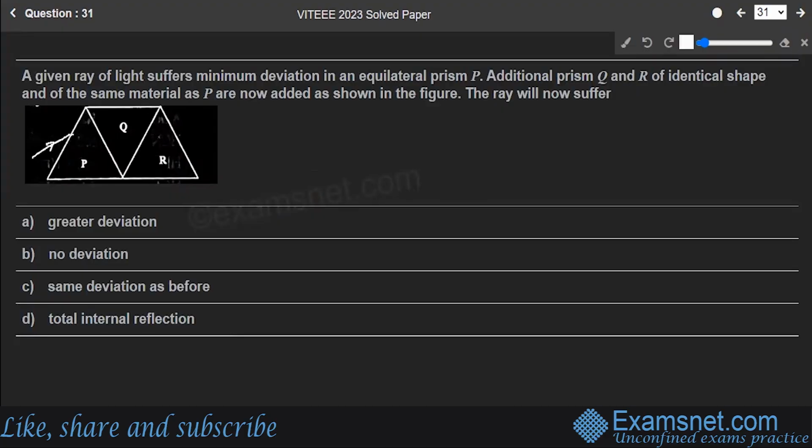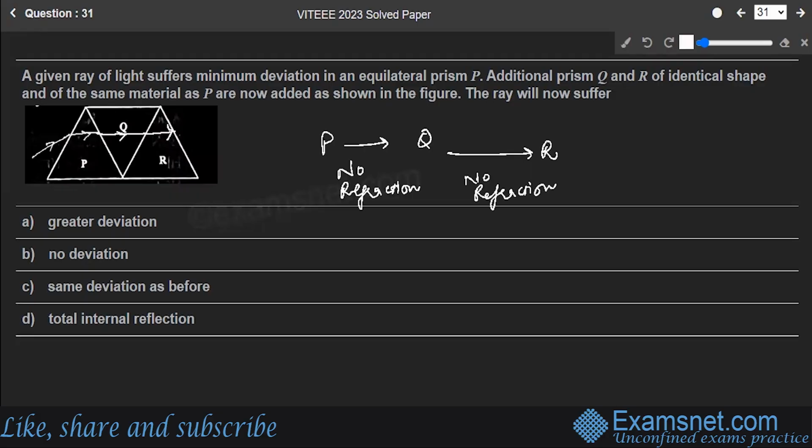So when this ray enters P, it goes parallel to the base, same way here and same way here, in this direction. There will be no refraction from P to Q, and from Q to R, no refraction again, because all are of the same material.